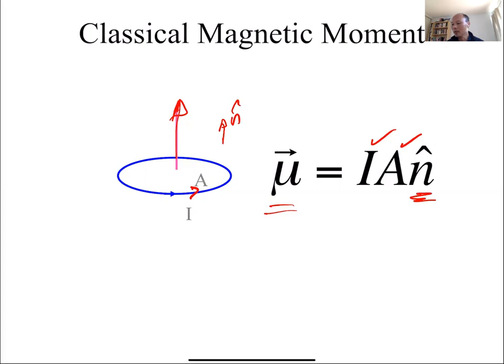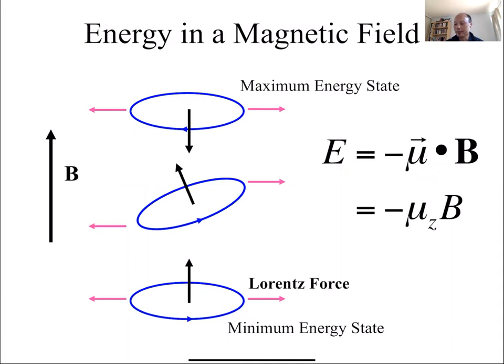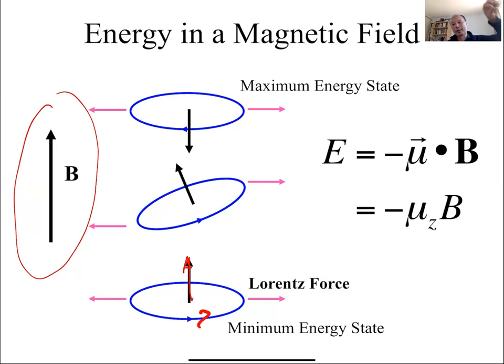So the idea is, imagine I had a really big magnetic field. I've got a coil in the magnetic field, and if I have current going in this direction, it has this magnetic moment. In this case, the magnetic moment is aligned with the field, and that turns out to be the lowest energy state for that coil. If I had to flip that coil around, it would require energy, because I'm working against the field. So when the magnetic moment is pointing against the magnetic field, that's my maximum energy state.